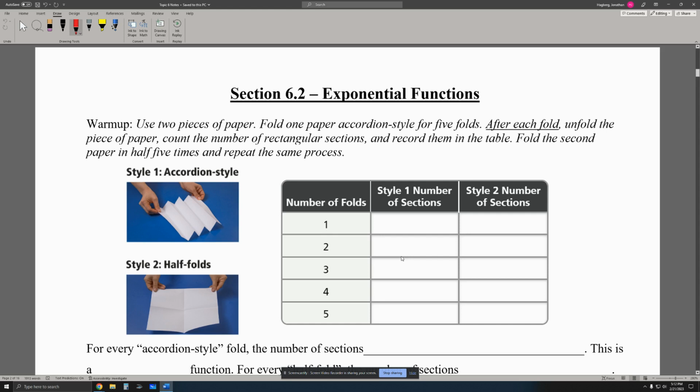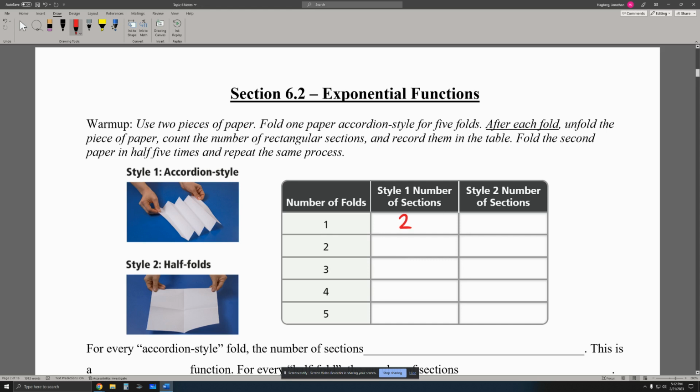Okay, so starting for that first one, if you need to pause the video to grab 2 sheets of paper, go ahead and pause right now. Okay, so for style 1, accordion style, before folding it at all, we have a single rectangular sheet of paper. After we fold it once, we then have 2 rectangular sections.